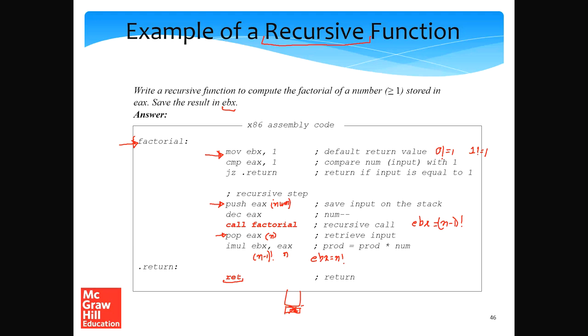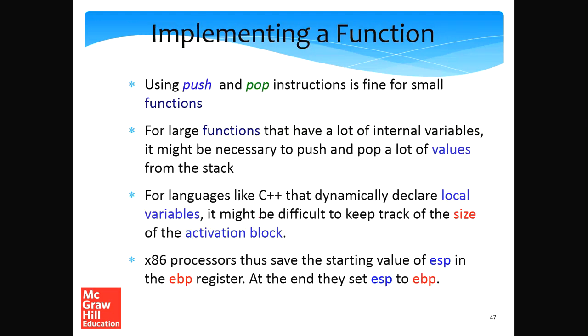So here, what's the trick? Well, there are hardly any important tricks. The only trick is we are using the IMUL instruction and we are pushing, saving and restoring the value of EAX via the stack. Those are the only take-home points from this algorithm. So implementing a function, what do we do? We use push and pop instructions in small functions like the one that we showed.